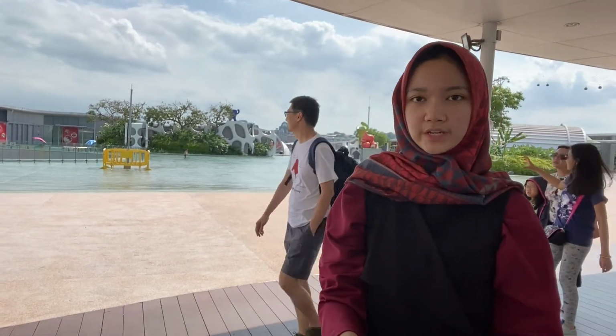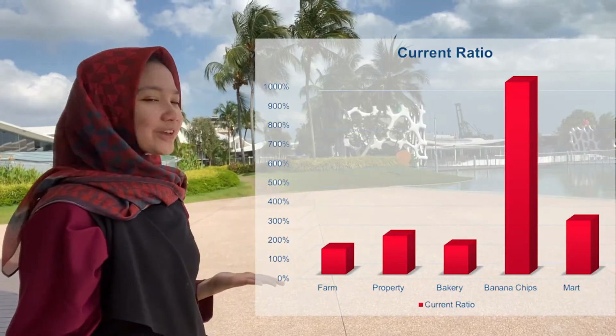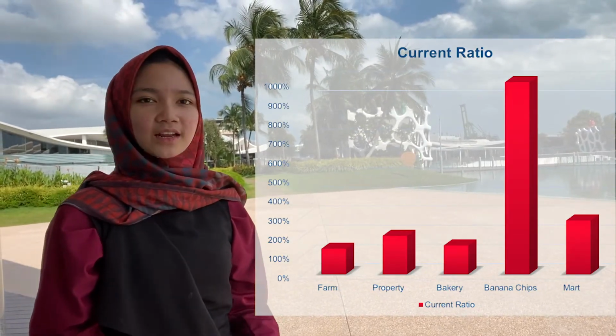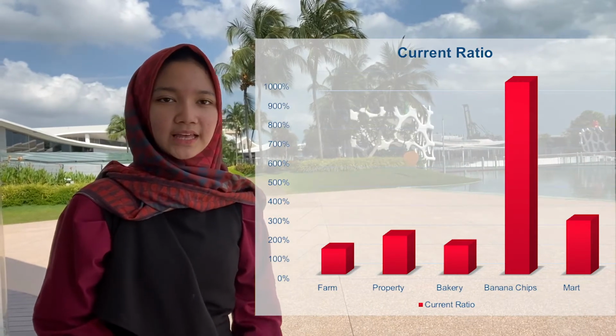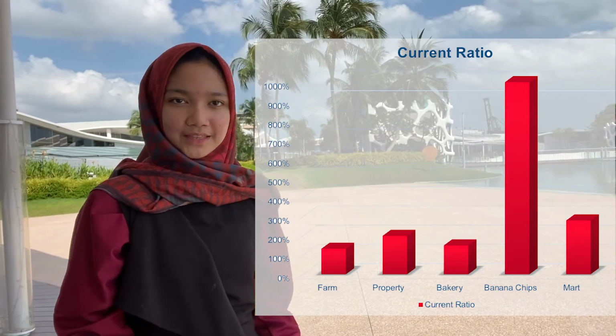So now it's about liquidity ratio. The current ratio is a liquidity ratio that measures the company's ability to pay its short-term obligations, or those due within 1 year. The current ratio compares all of the company's current assets to its current liabilities. From the chart, we can see that the current ratio for banana chips is higher than any other nanos, which means that the current asset can cover the company's current liabilities.